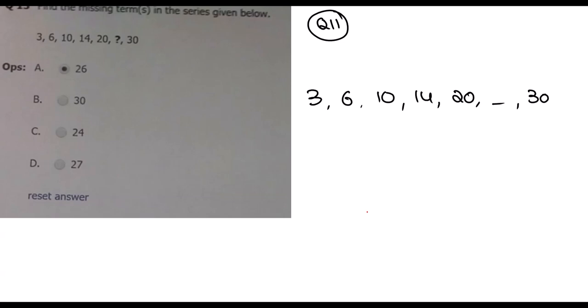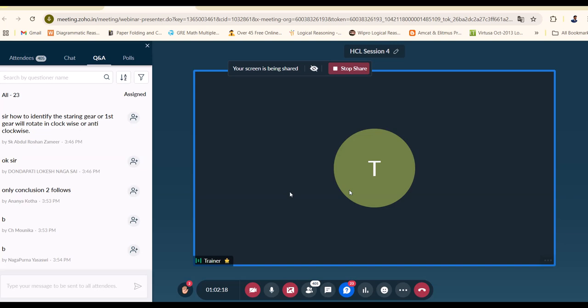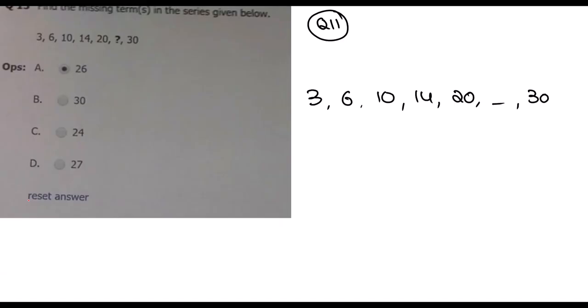What is the answer? 3, 6, 10, 14, 20, blank, 30. So it is a slow increase. Differences, you said. Okay, let's say the difference is 3. Here 4. Here it is again 4. Here it is 6. What should be here?